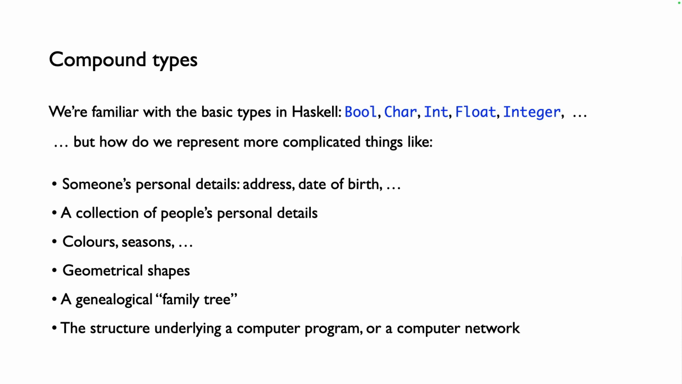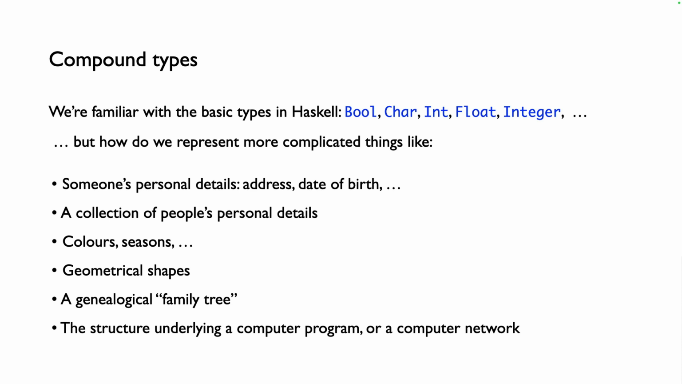We might want to represent things like colours or seasons or other things that can be enumerated, a collection of a finite number of different things. Now, we could always do that using integers or whatever, but it would be much better to represent those directly as spring, summer, autumn, and winter, or whatever.